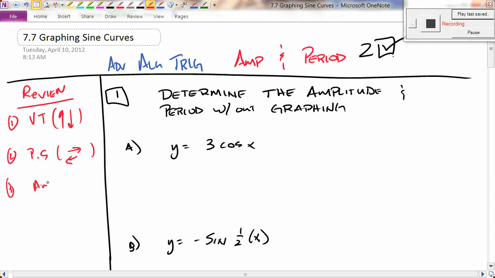There's amplitude, which is defined as the distance from the center of your trig function, your graph, to the top or the bottom. That distance is an absolute value. And then your fourth one is period. And that one is the hardest one to get. So we're going to spend today focusing on just amplitude and just period. And then tomorrow we'll put them all together and graph them, okay?